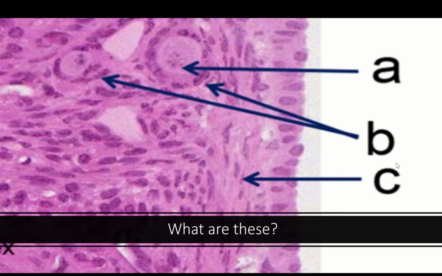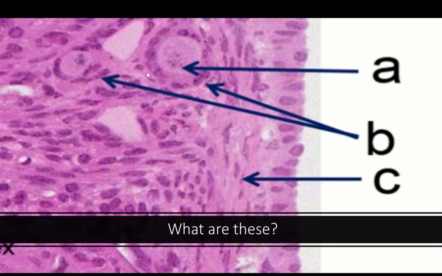Okay, so what are these? I'll tell you, this is in the female reproductive system. These are in the ovaries. Hopefully you can recognize that. Again, notice I've got these lovely arrows that I kept here for you guys. So we're going to identify these.